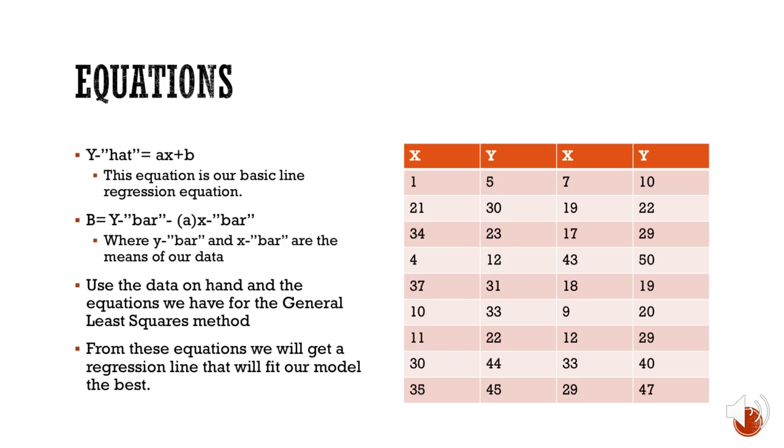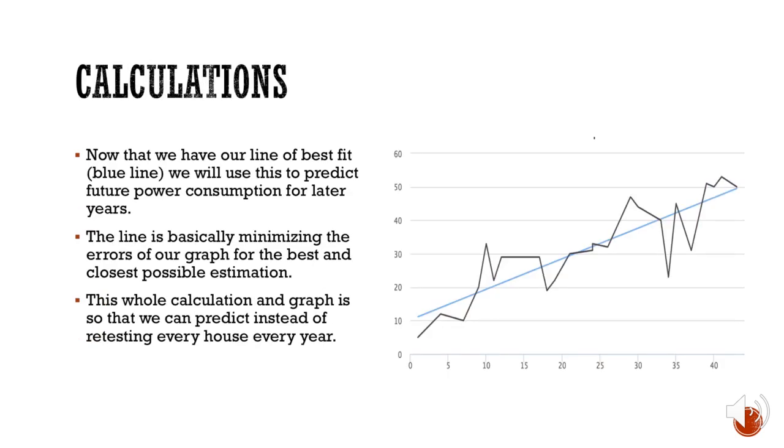This is just a random data set that I put together with numbers for a specific city, where x is maybe area and then the power consumption. Then we have y bar, which is the mean, and x bar, which is also a mean, and we use those to get an even better slope. We're going to use this data set to get a general least squares method equation. Now we're going to look at our calculations.